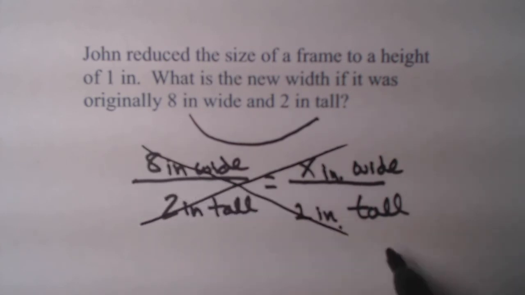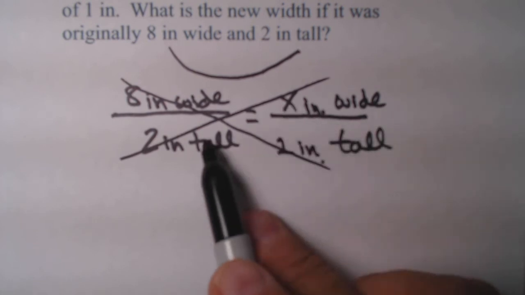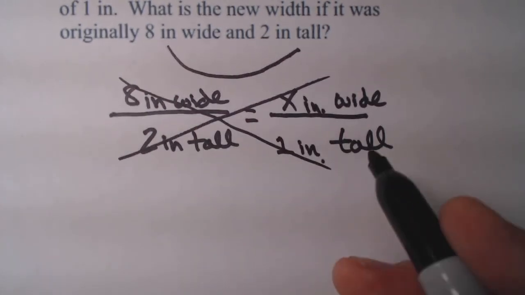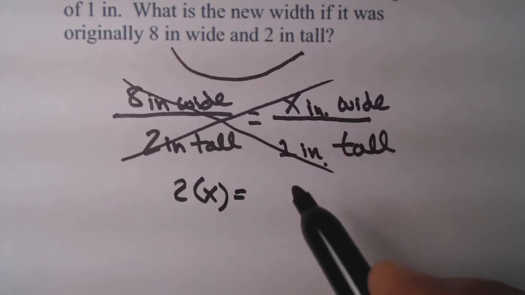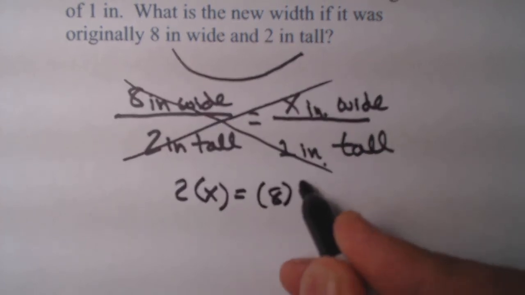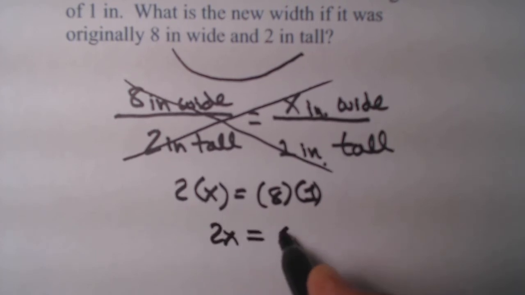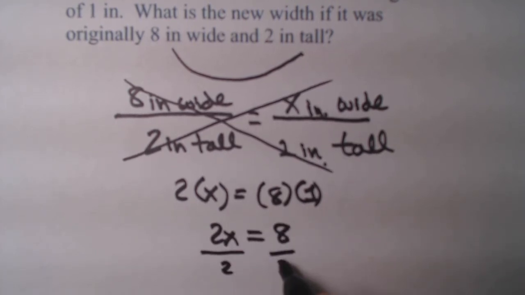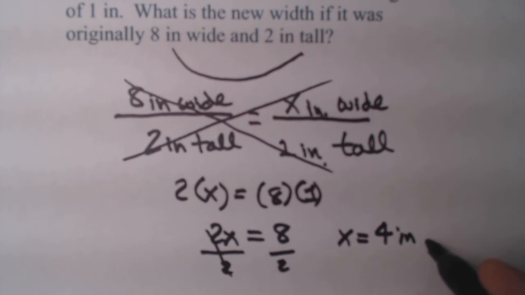Okay, once again, the means and extremes. Take the arm again that has a variable on it, just so we get it on the left. Might as well do that and make it easier on ourselves. So 2 times x equals 8 times 1. Okay, well, this is 2x equals 8. Got to divide both sides by 2. Looks like x equals what? 4. Then we get 4 inches, and this will be how wide it is once you've reduced it.